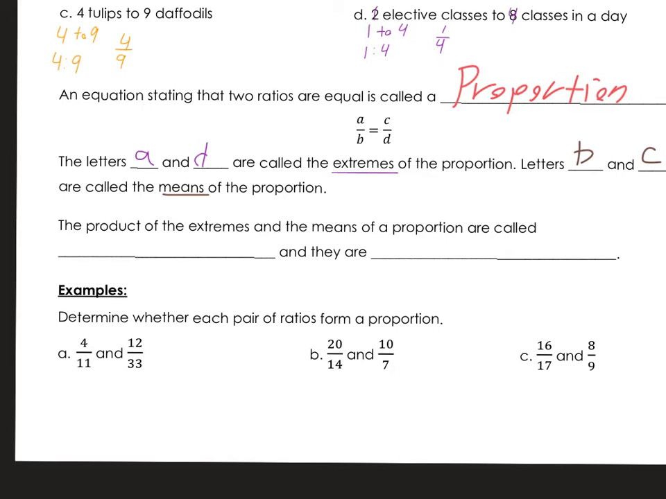When determining whether two ratios are proportionate to each other, we use the product of the extremes and the product of the means, which are known as the cross products. These cross products must be equal if the proportion is accurate.